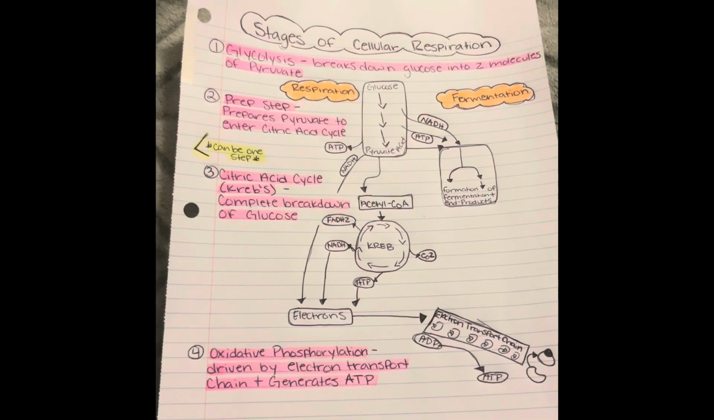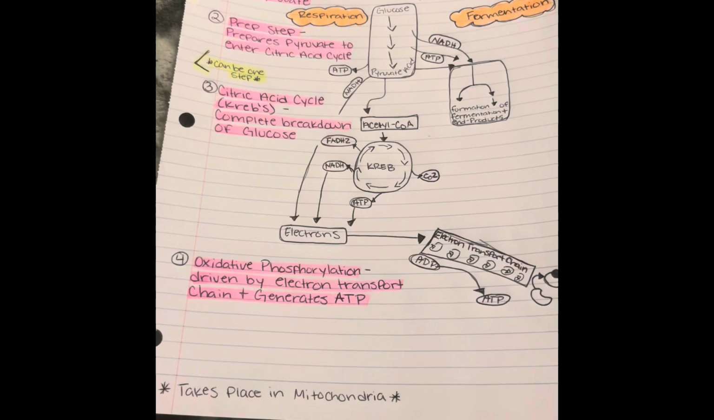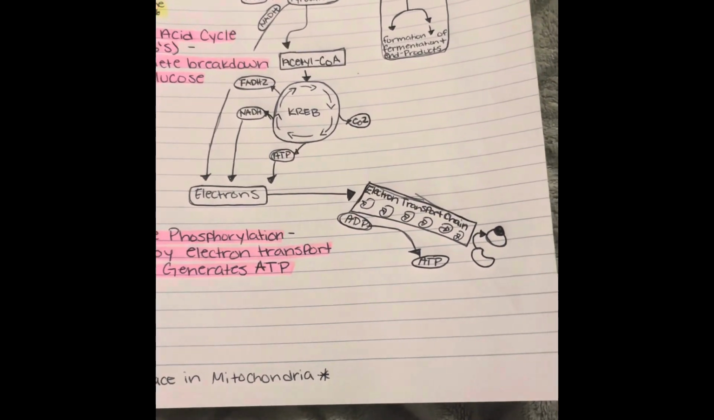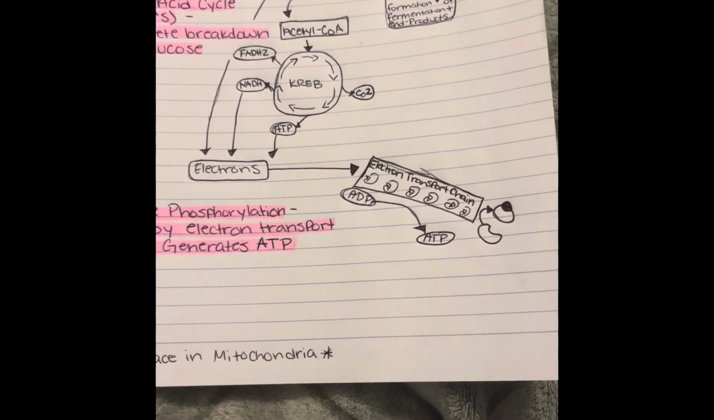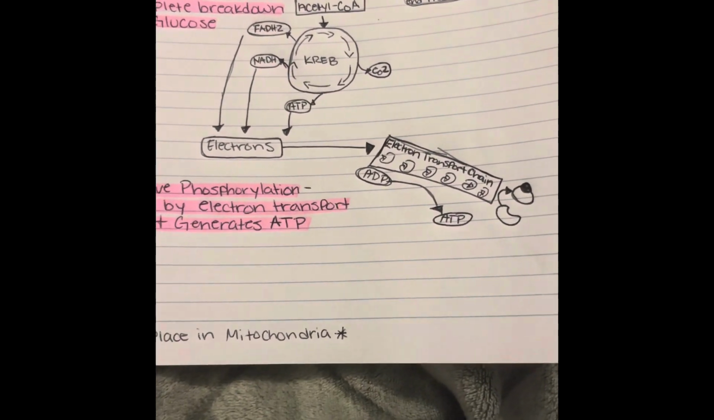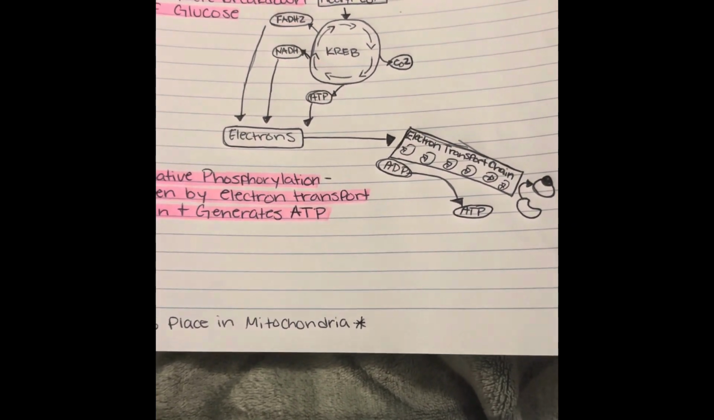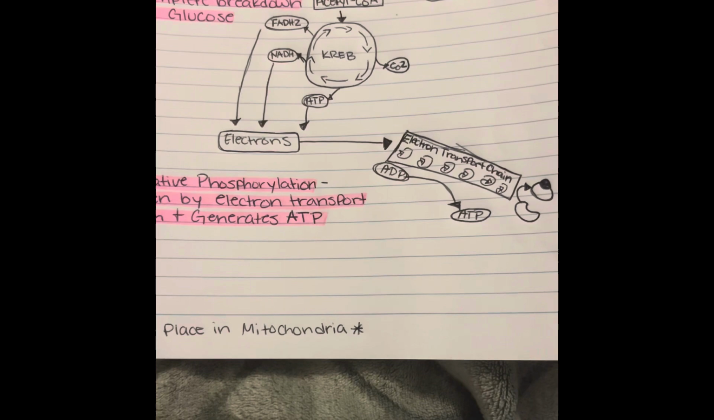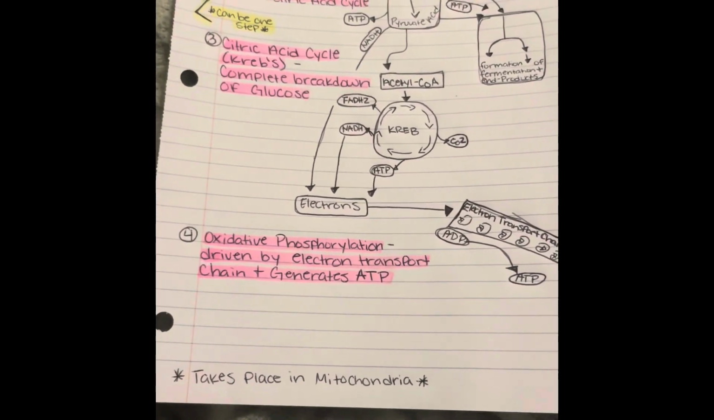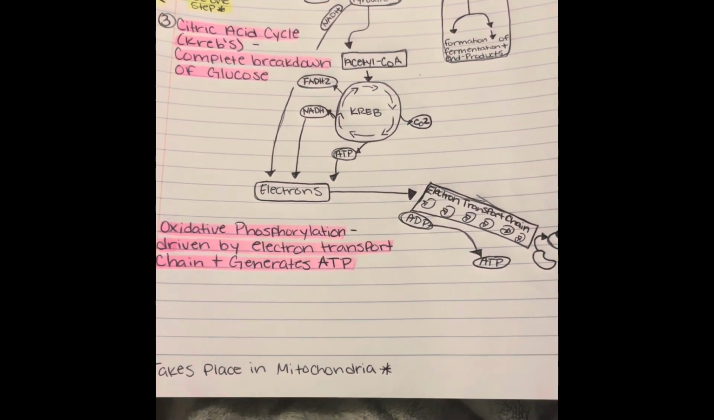Inside of there are 4 complexes. So complex 1 only receives from NADH. Electrons travel through the complex via 7 iron-sulfur centers and transfer to coenzyme Q. The second complex transfers electrons from FADH2 to coenzyme Q.